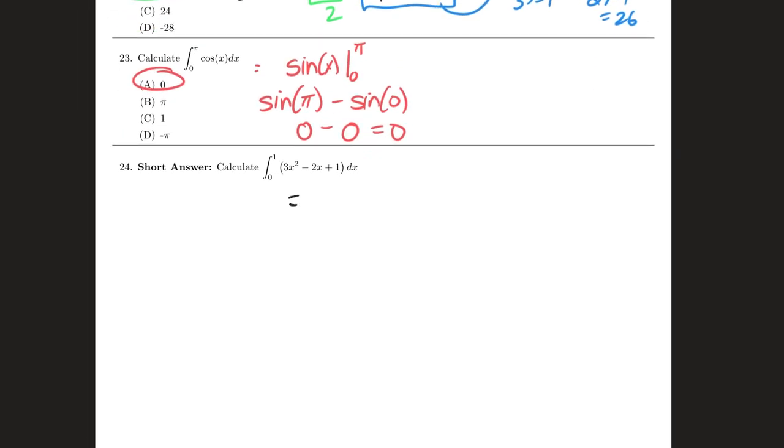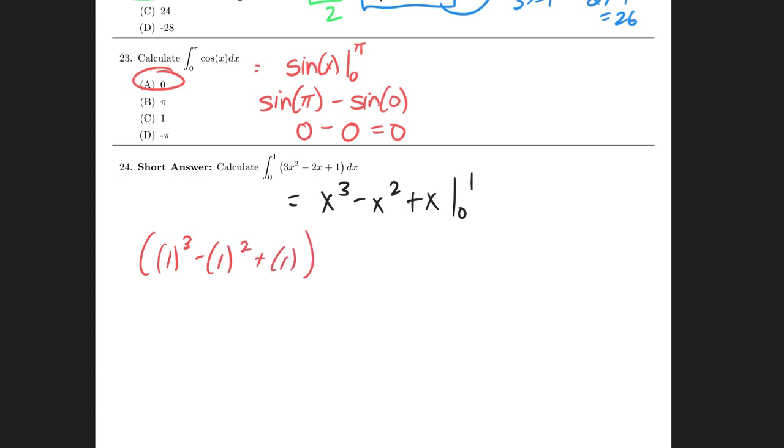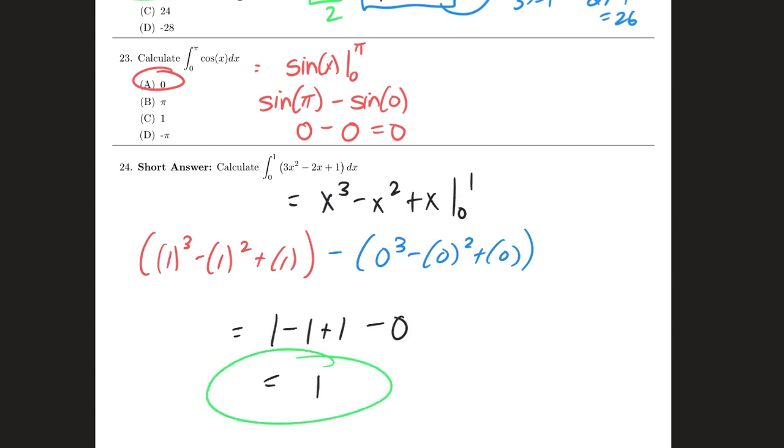And this one, same thing. Antiderivatives. 3x squared is going to turn into x cubed. 2x turns into minus x squared. 1 turns into x. And so now I plug in 1 first, and I'm going to subtract when I plug in 0. This one simplifies pretty nicely. I just get 1 minus 1 plus 1 minus 0, which is 1. So this is just the direct application of the fundamental theorem of calculus, part 2.